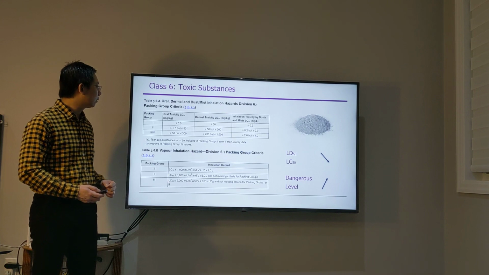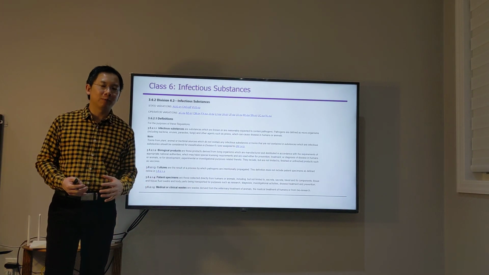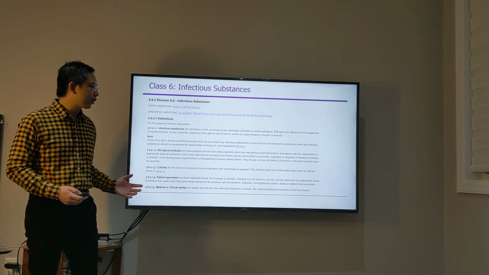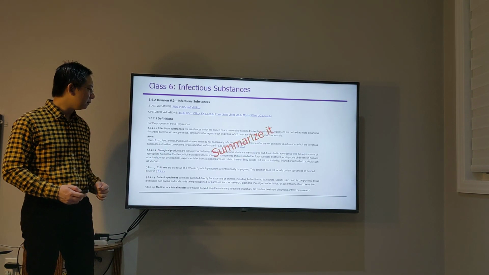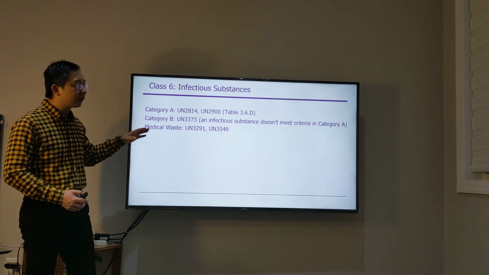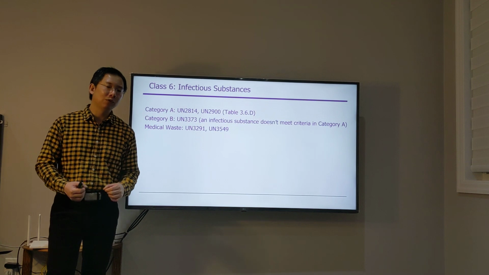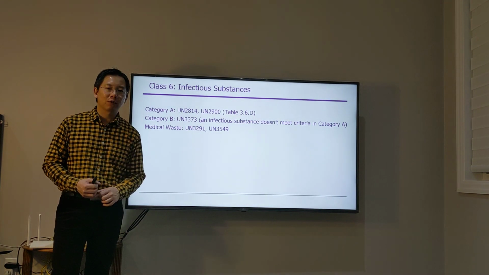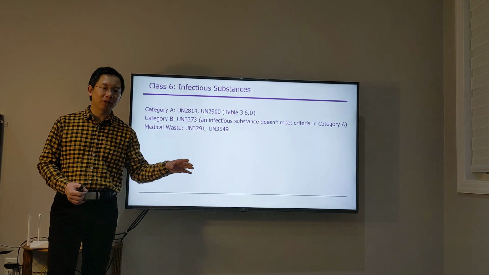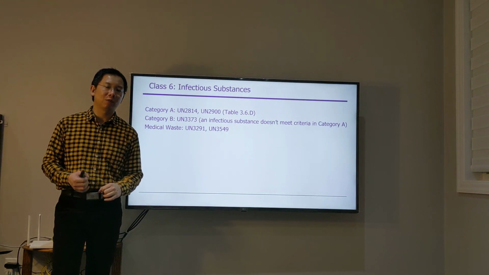Now let's move to 6.2, the infectious substance. Again, the DG book gives us a lot of information in great detail and very comprehensively. But to better understand the concept, we just need to summarize it. For division 6.2, we have two categories. Category A, according to table 3.6d, has 2 UN numbers. If you check table 3.6d, you will see a lot of names, and all these names finally fall into 2 UN numbers. And category B has only UN 3373, 1 UN number.